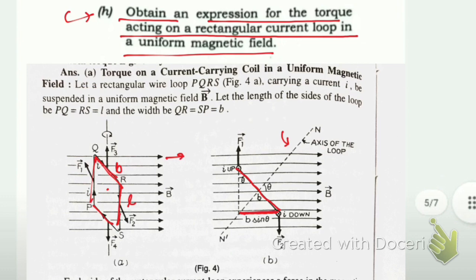Okay, now here you see this is F2 force, it is acting downward and this is acting upward, and these two are equal in magnitude. Okay, so due to the opposite direction there will be a turning effect, and that is what we say is torque, right? We have to calculate the torque acting on this coil.